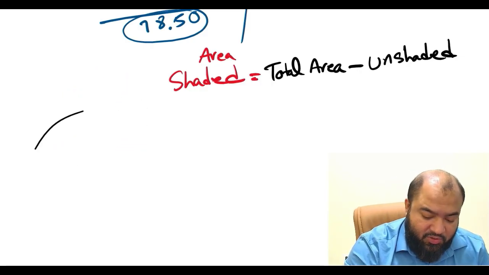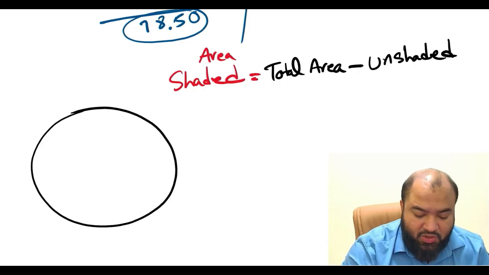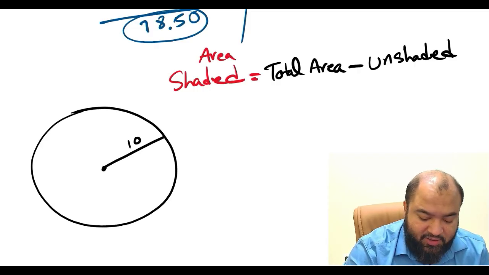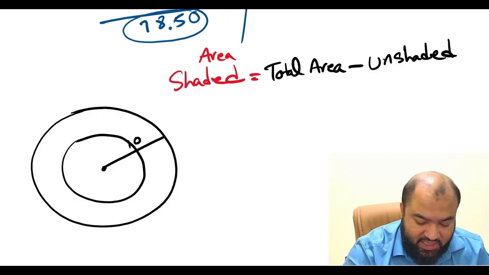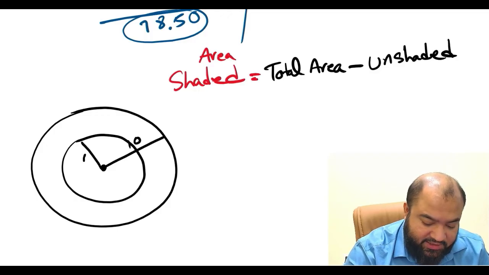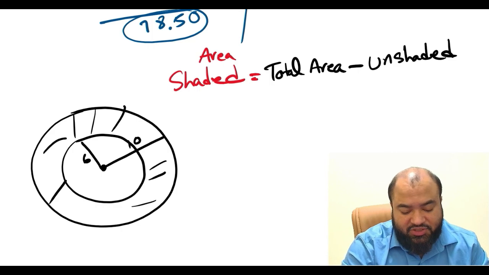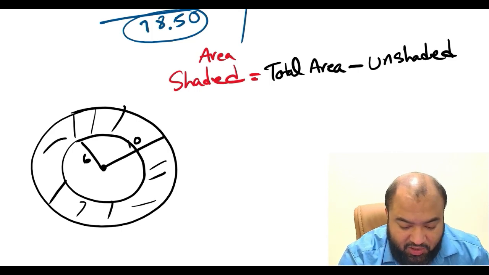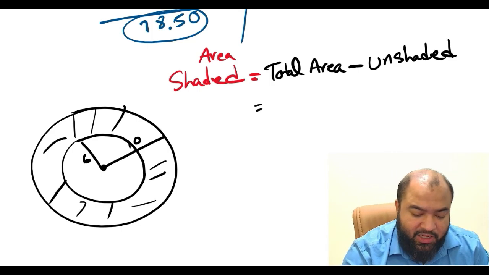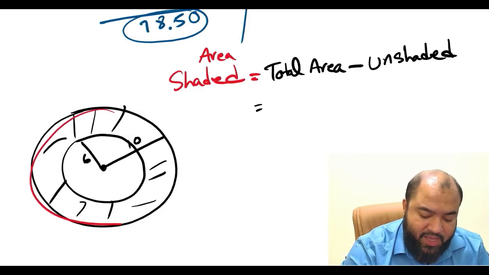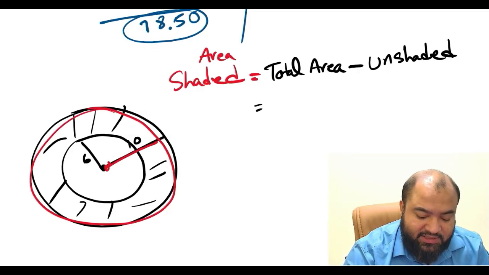Now you have this circle with a radius, let's say 10. Then they cut out another circle inside with radius 6. Now what is the area of this donut, the shaded part? Let's follow it. So let's find the total area. I'm going to find the area of the big circle first, which has a radius 10.